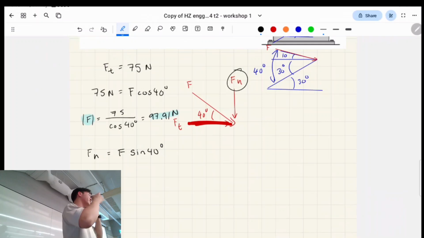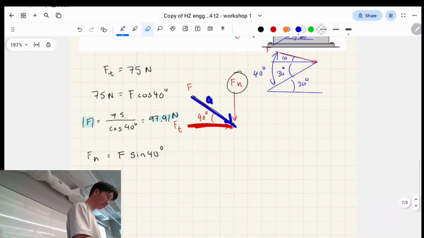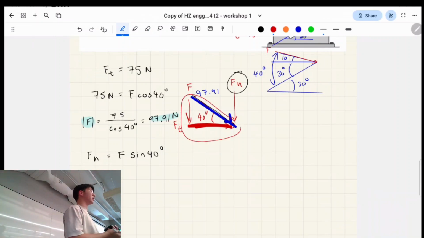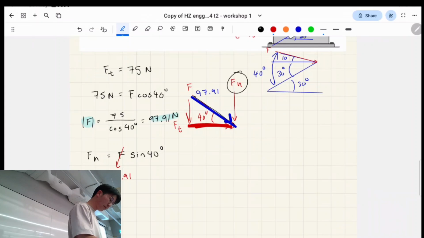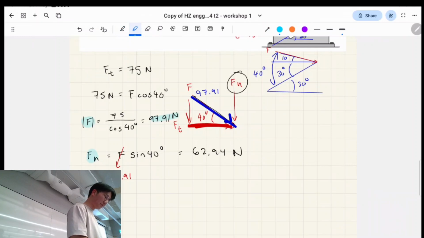And that's quite trivial once we have the diagonal, right? That's because we know that this diagonal, that one, is 97, whatever. Everyone following along? So we can use, that would be the same as doing it from there, using this butterfly angle, right? And that gives us, so we want to sub in F. That gives us 62.94 newtons. So that's the second part of the question.